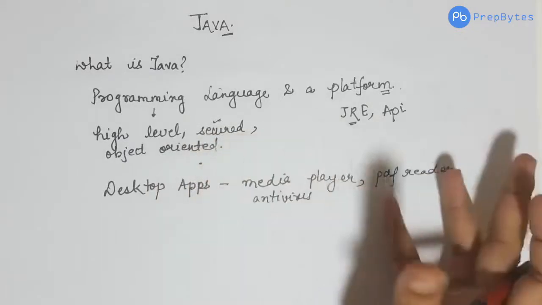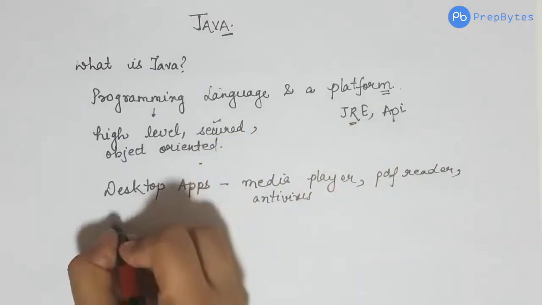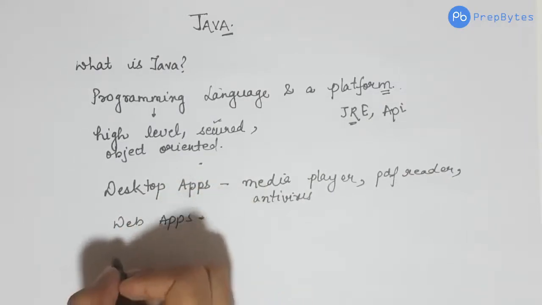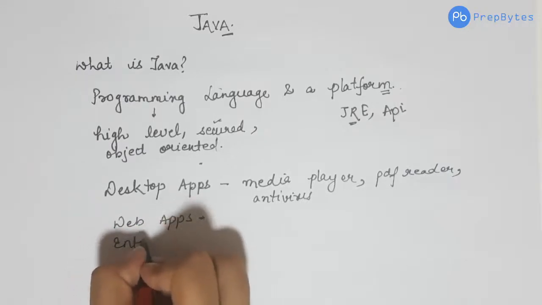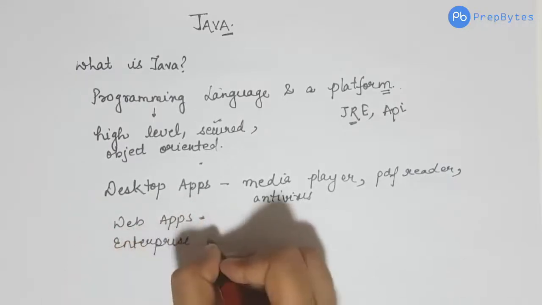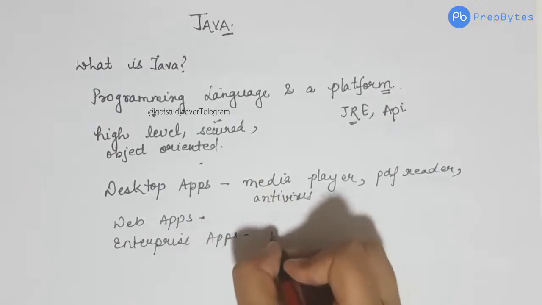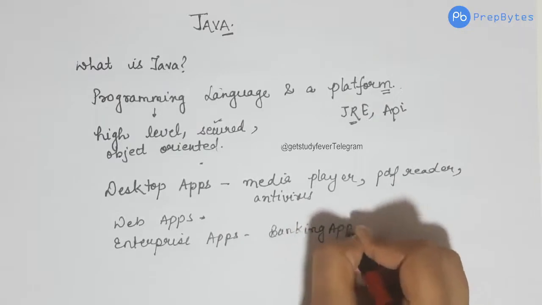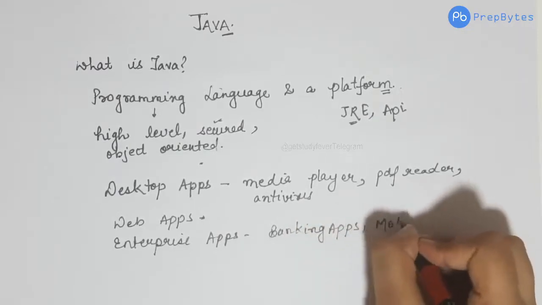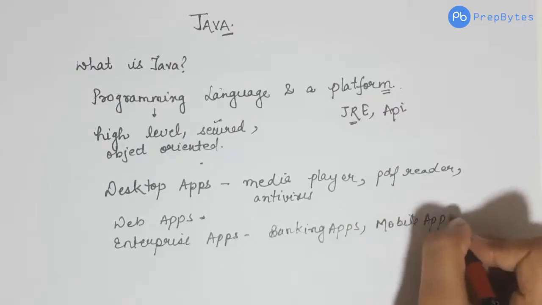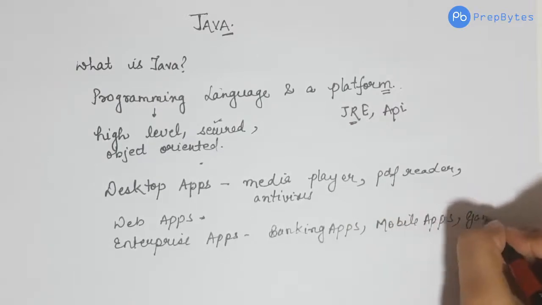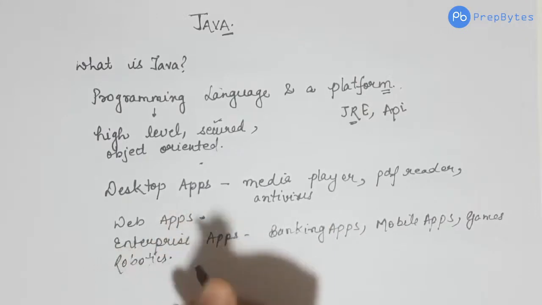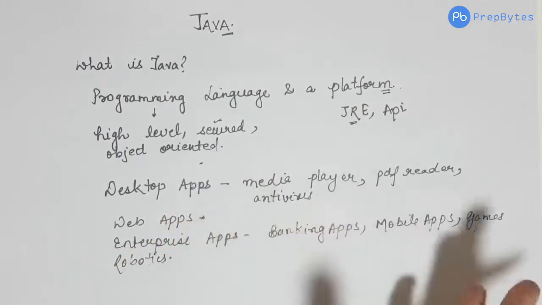It is used for building desktop applications, web apps, and enterprise applications, such as banking apps. It is used for building mobile applications, games. It also has its application in robotics. So as of now, we have seen that these are the applications of Java.